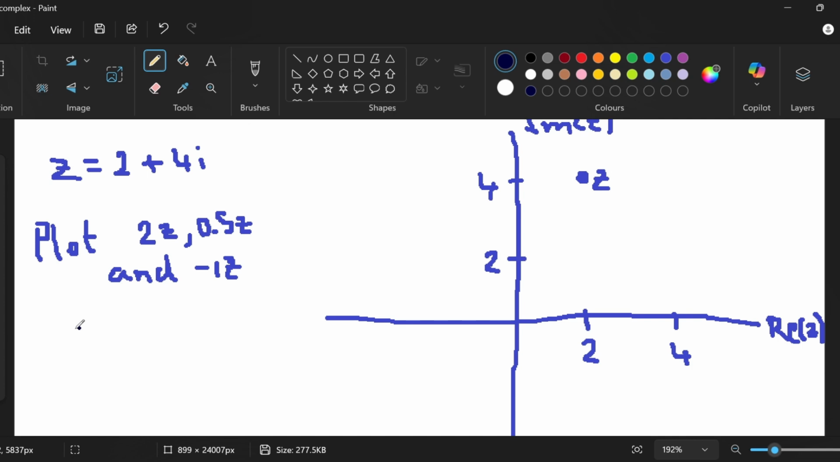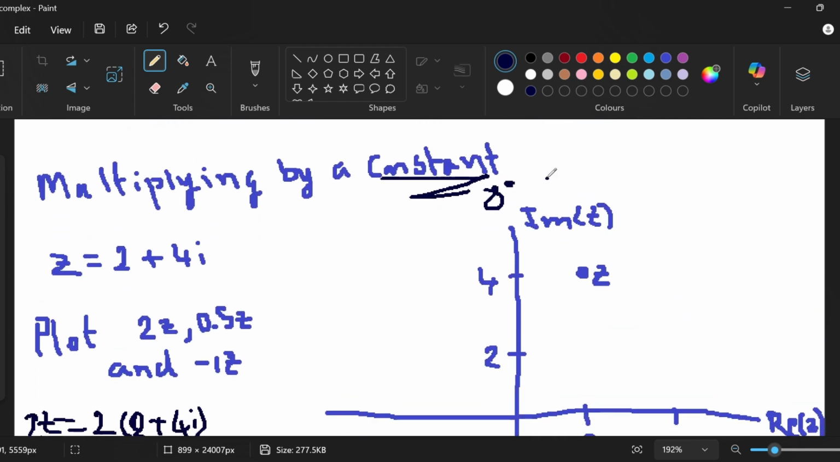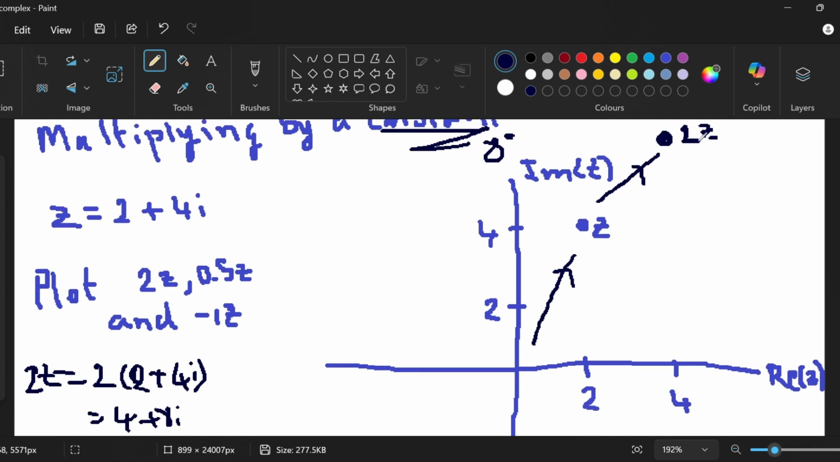So we're told to plot 2z. So 2z is going to be equal to 2 times whatever's in z, which is 2 plus 4i. So we're going to get 4 plus 8i. Now we can plot the result. We get 4 and 8. I'm going to say it's around here. And my 2z is going to be maybe here. This shows that my point has moved away from the origin by a factor of 2. Which seems obvious enough, but what about when we multiply z by 1/2?